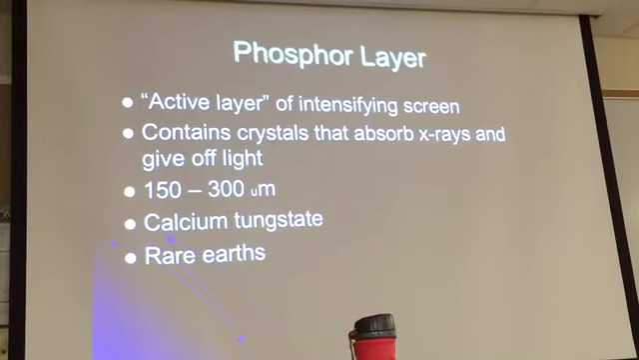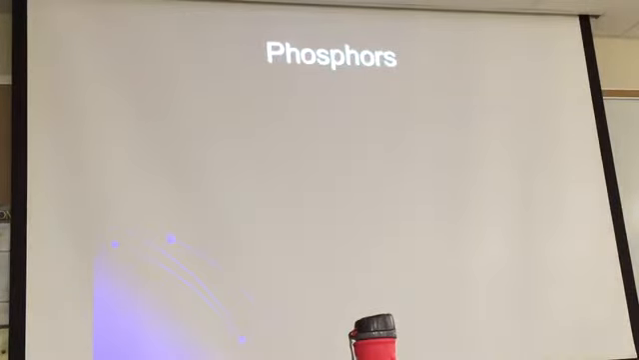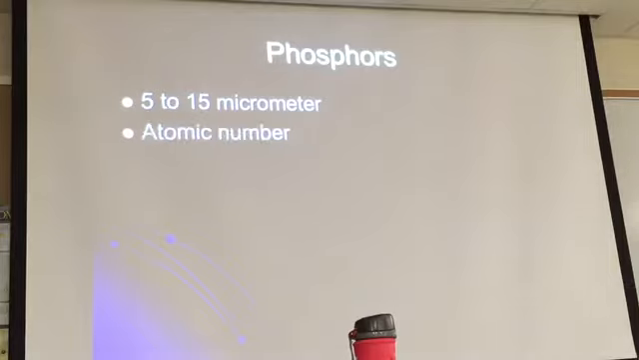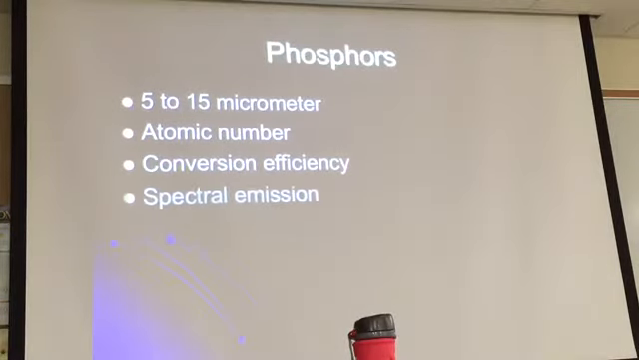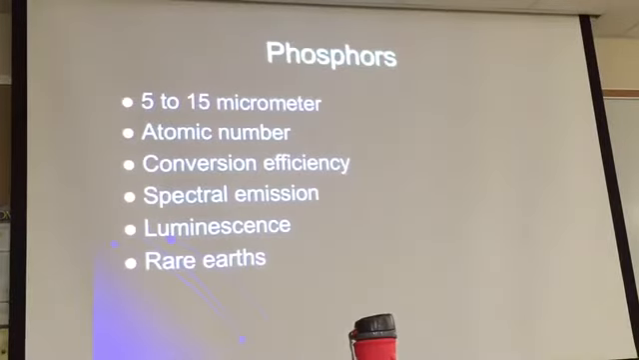Be fluorescent everywhere. All right, phosphorus, 5 to 10 micrometers. Atomic number, high atomic number, conversion efficiency. We talked about this already. We talked about those, but you can take another picture. Yeah, we did. I told you. That's called phosphorescence. It's coming a little bit later, but it's coming.